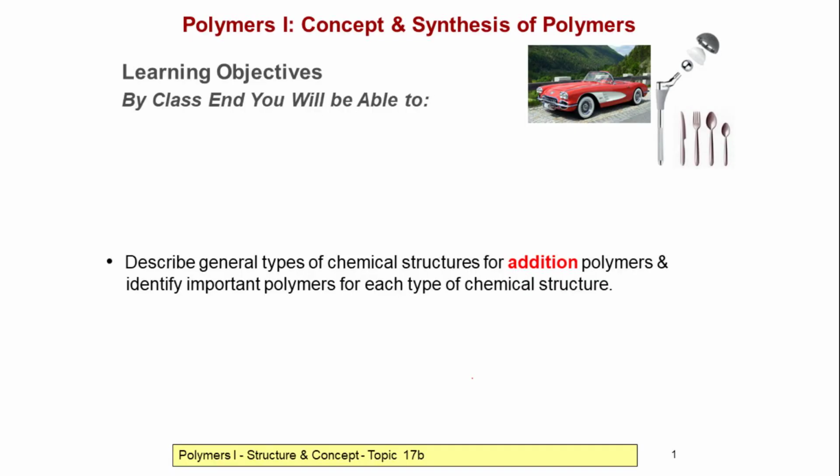By the end of this class, you will be able to describe the general types of chemical structures for addition polymers and identify important polymers for each type of chemical structure. Let's explore these objectives in detail.